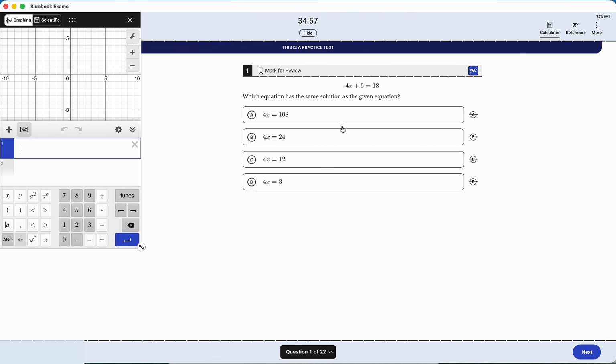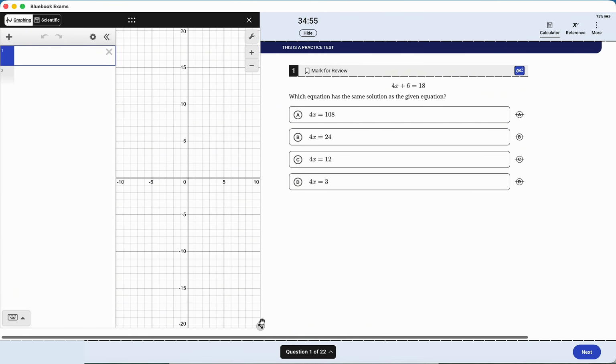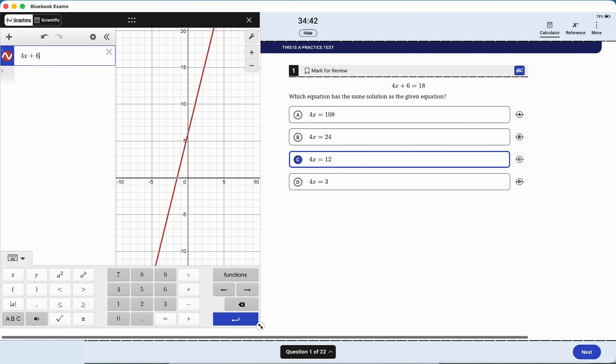Okay, module 2 here. Open up Desmos. 4x plus 6 equals 18. Which of the following equations has the same solution? So this is basically simple. You can see they just isolated 4x. So if you just subtract 6, it'll be 12. But let me show you what else you can do.